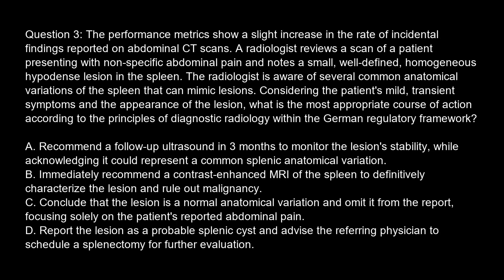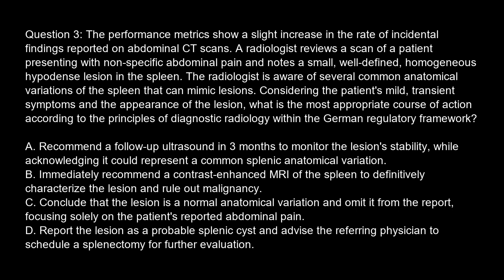Question 3. The performance metrics show a slight increase in the rate of incidental findings reported on abdominal CT scans. A radiologist reviews a scan of a patient presenting with nonspecific abdominal pain and notes a small, well-defined, homogeneous hypodense lesion in the spleen. The radiologist is aware of several common anatomical variations of the spleen that can mimic lesions. Considering the patient's mild, transient symptoms and the appearance of the lesion, what is the most appropriate course of action according to the principles of diagnostic radiology within the German regulatory framework?